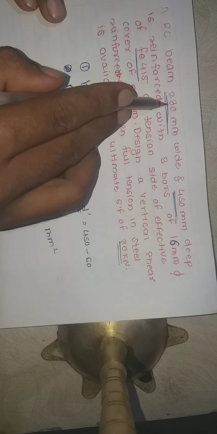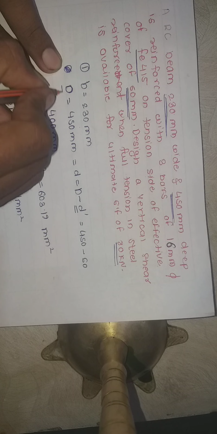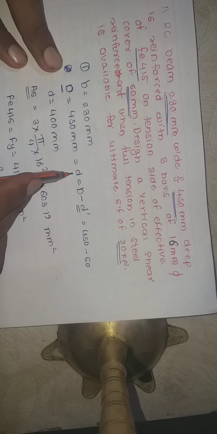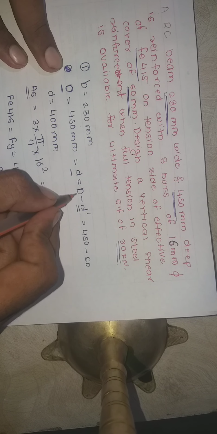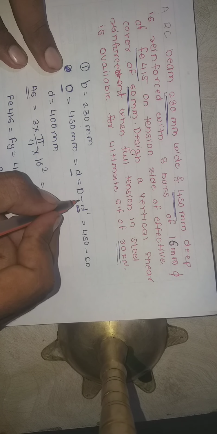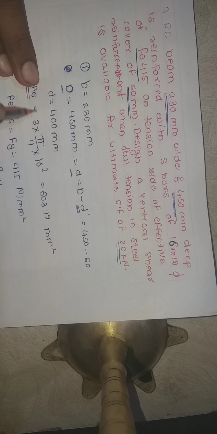So this is the width of the beam, 230 mm. This is the overall depth, denoted by capital D. And this is the effective depth, small d, equal to D minus d dash. d dash means effective cover. We subtract the effective cover from the overall depth to get the value of the effective depth. This is 400 mm.